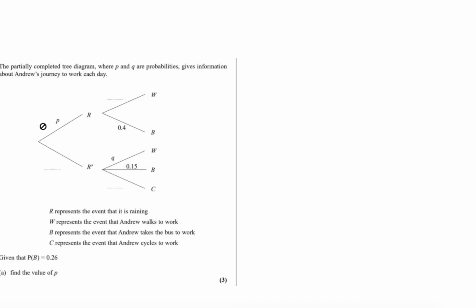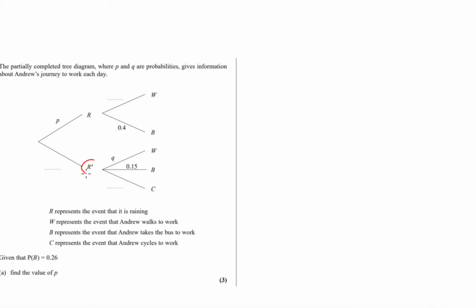So let's have a go at this last one here. I think you can just see it, so we can work on it. The partially completed tree diagram, where P and Q are probabilities, gives information about Andrew's journey to work each day. R represents raining, W is walking, B is busing, and C is cycling.